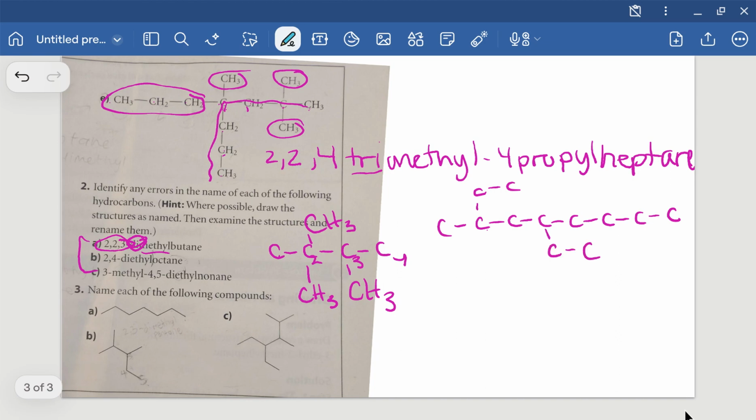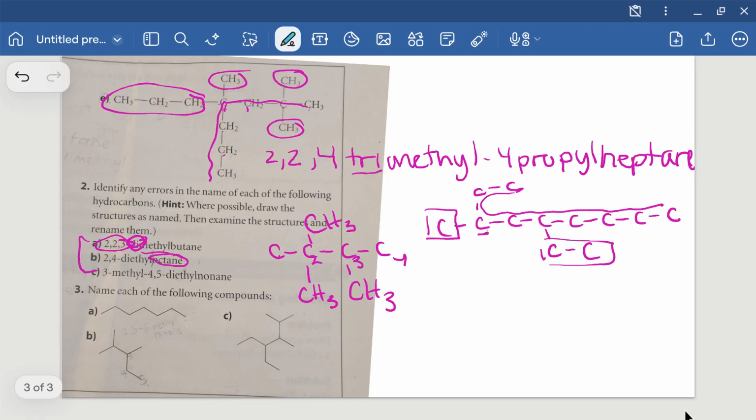So hopefully we can see now by adding this in that your longest chain is actually going from this carbon here all the way to this carbon down here. So that would be 1, 2, 3, 4, 5, 6, 7, 8, 9 carbons. So it wouldn't be octane, it would be nonane. And then you would have one side group here and one side group here.